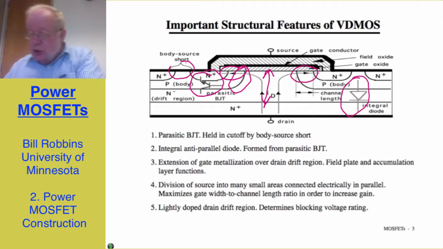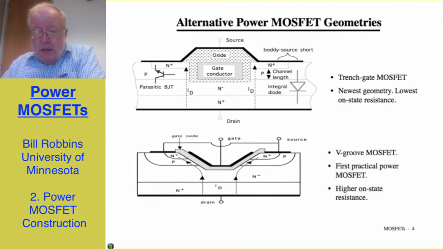There are other geometries that are being used for MOSFETs. The next slide shows two of them. The upper picture is of a trench gate MOSFET, where we actually etch a trench into the top surface of the silicon and partially fill it with oxide, then put a gate conductor in, and then cover that gate conductor and surround it by more oxide.